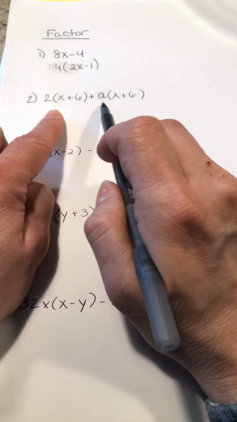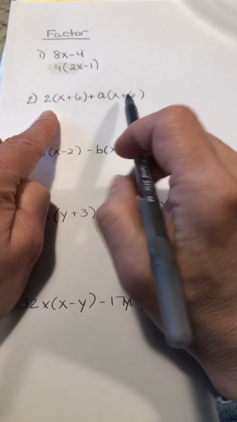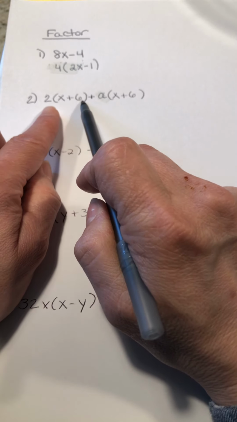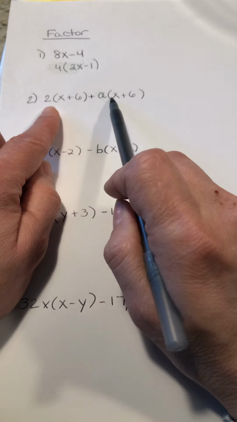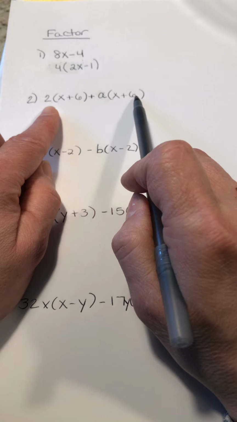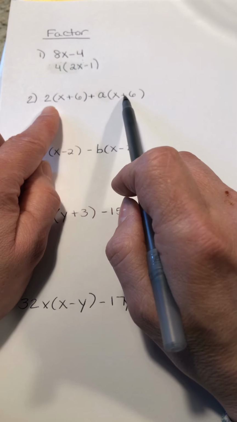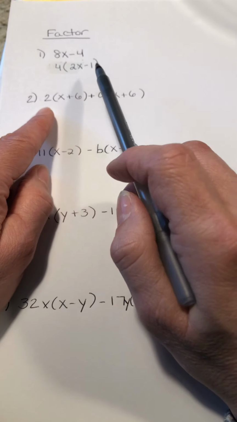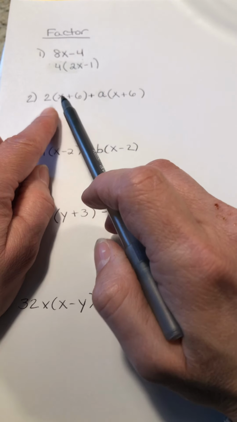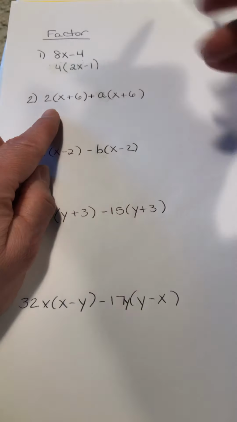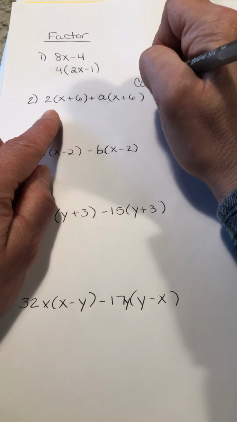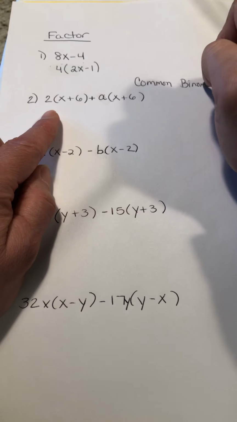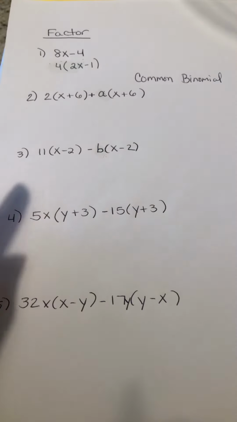Take a look at example number 2 here. Notice how we have a binomial right here, x plus 6, and another binomial on this term, x plus 6. This is what we call a common binomial. It's kind of like a common factor, except that that factor is a binomial. So I'll just write that down here.